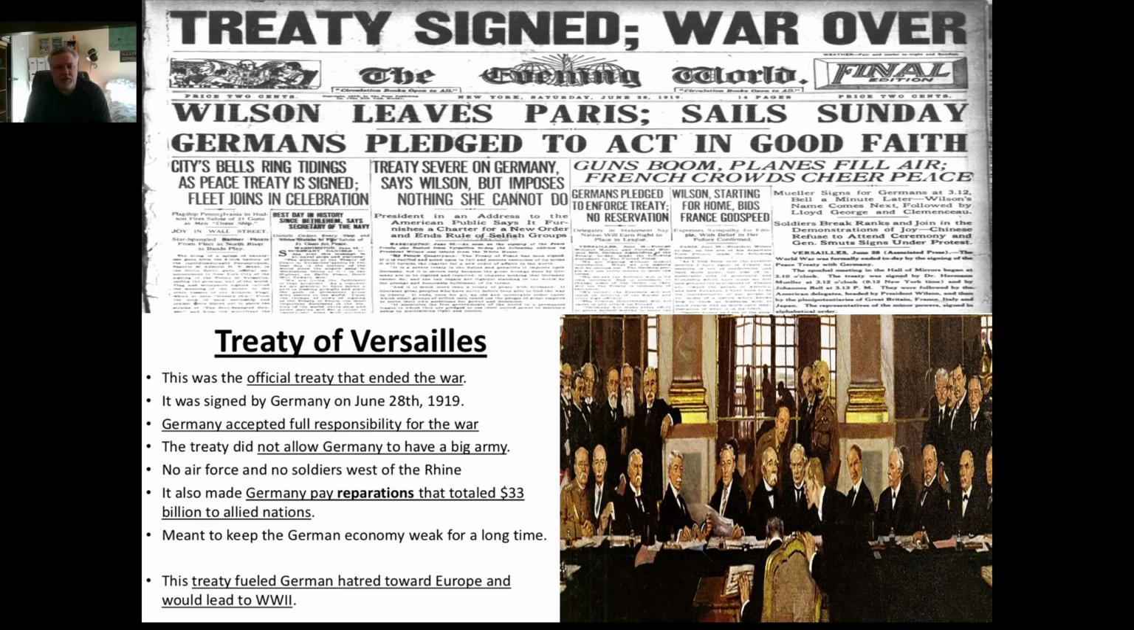The Germans were forced to substantially reduce their military. Substantially. They couldn't have an army past a certain number of soldiers. You couldn't have heavy weapons like heavy cannon. They could not have an air force. They could not have U-boats. All right. Basically took away all their really good toys.